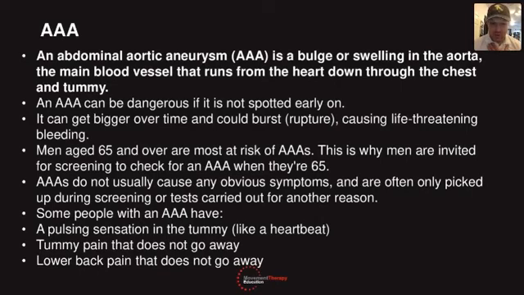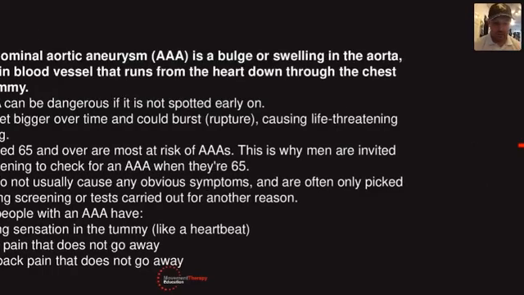AAAs do not usually cause any obvious symptoms. They're often only picked up when screening is done or when other tests are being carried out. Some people with AAA have a pulsating sensation in the tummy, like a heartbeat. You might feel the actual pulsations of the aorta. Also tummy pain that doesn't go away, so abdominal pain that doesn't change, or lower back pain that doesn't go away. Again, problems that don't go away with rest are usually systemic issues. So something to think about.